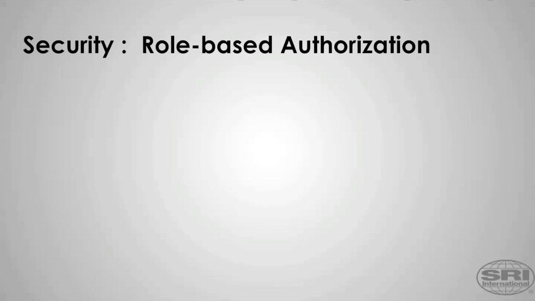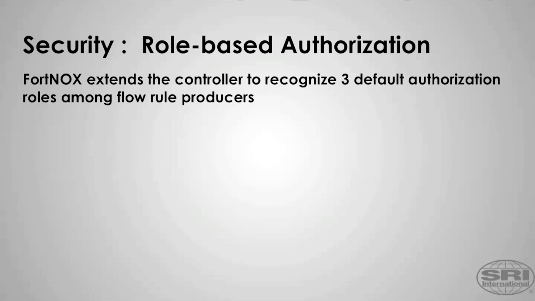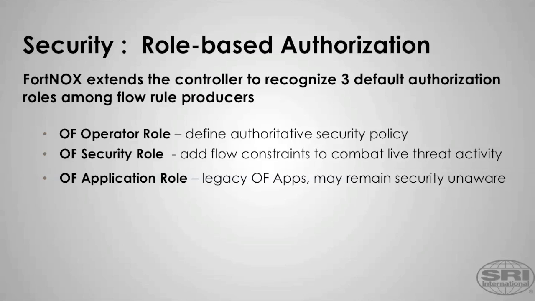FortNox incorporates the notion of role-based authorization among its rule producers. By default, FortNox recognizes 3 authorization roles and includes an ability for operators to add subroles to extend the authorization hierarchy. The network operator role is for human administrators and is granted the highest authorization. Operators define the authoritative base security policy and can update this policy at any time through a FortNox Operator Console application. OpenFlow security applications can extend the security policy with additional flow rule constraints using FortNox's security directive APIs.